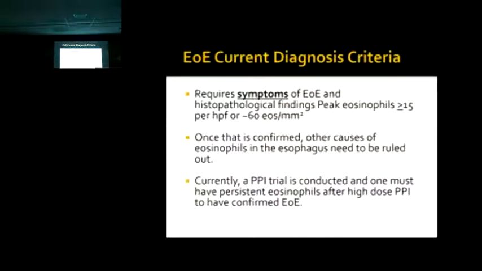So this is the current diagnostic criteria. It requires not just the findings of eosinophils, but also the symptoms, all those symptoms that we talked about. And once that is confirmed, other causes of eosinophils in the esophagus need to be ruled out. And then currently, a PPI trial is conducted, and one must have persistent eosinophils after high-dose PPIs to have confirmed EoE. At least that's the current thought process.